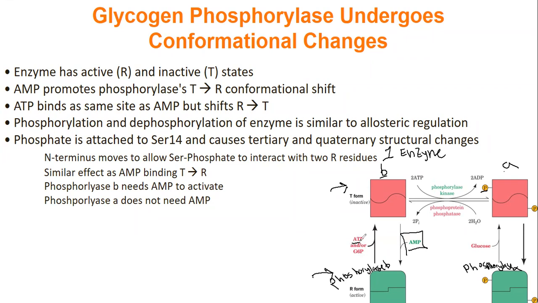What will turn this off is ATP or glucose 6-phosphate, right? ATP says we're high energy, so don't break down our storage. Glucose 6-phosphate is, if there's glucose 6-phosphate around, that means don't break down our storage. We already have glucose ready to go.